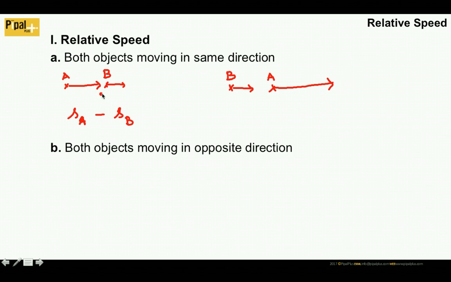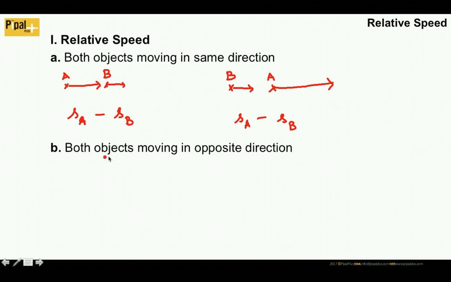Right? A was coming closer and closer to B as both of them moved in the eastward direction. Now A is moving ahead of B, right? And A is opening up the gap between A and B. Even in this case, because both of them face the east direction, the relative speed is going to be speed of A minus the speed of B.